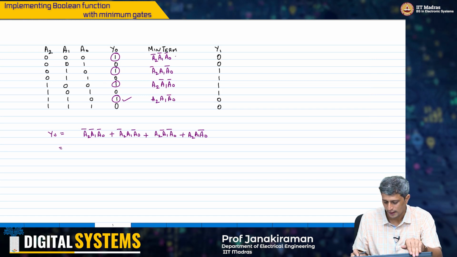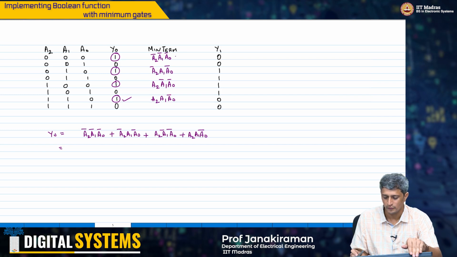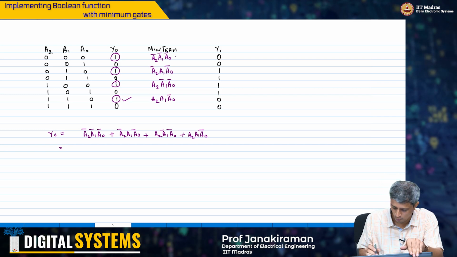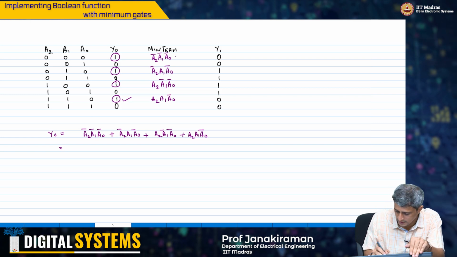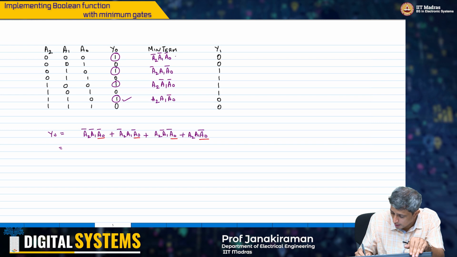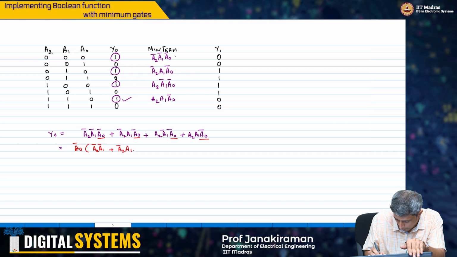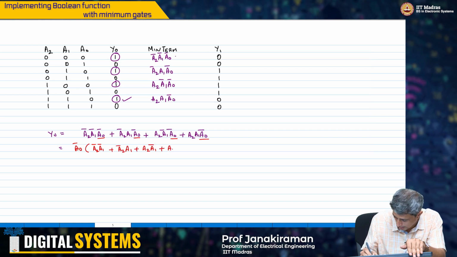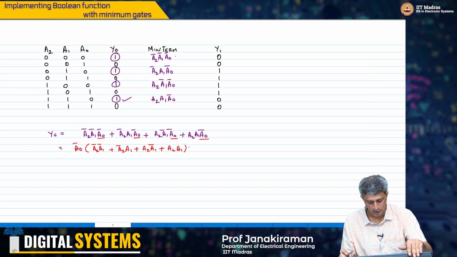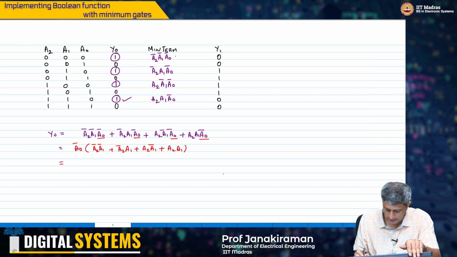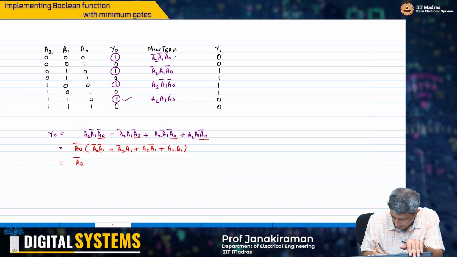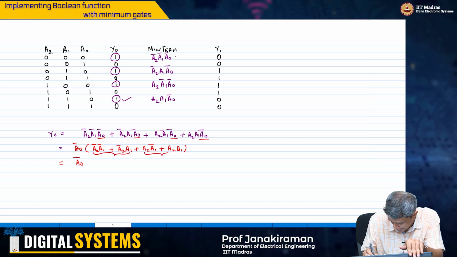Now we can go ahead and try to do a Boolean simplification of this entire thing. The first thing you notice here is that A0 bar is common to every term, so I can pull that out. Then I have A2 bar, A1 bar plus A2 bar, A1 plus A2, A1 bar plus A2, A1. Here again we can do the simplification. You consider these two terms and then these two terms.